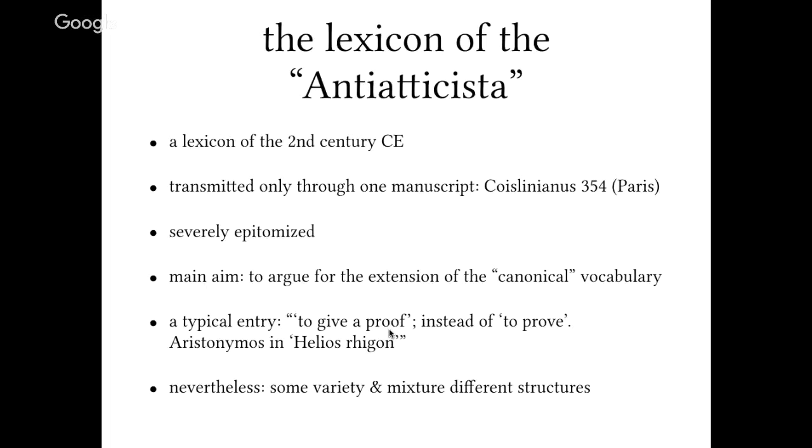Aristonymos is a comic author of the 5th or 4th century BCE. Aristonymos in this comedy, Helios Rigon, uses the expression "to give a proof" instead of "to prove." That means you may also use this expression. Although most of the entries follow this typical scheme, there is nevertheless variety in the Antibautista, and there is a mixture of different structures.